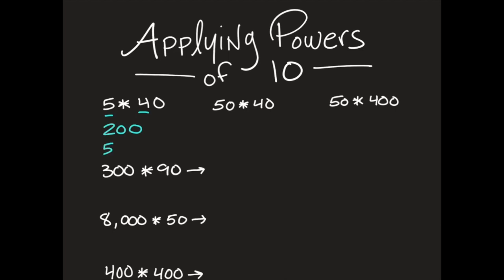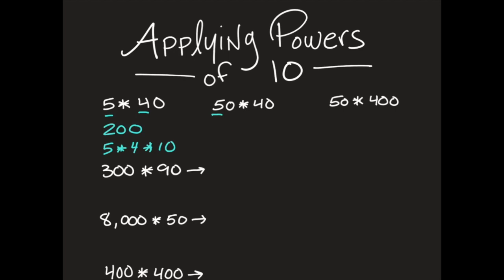So my answer is 200. That looks like 5 times 4 and then times 10. So my answer would be 200. And these are extended multiplication facts. So we know 5 times 4, but now we're extending them and adding on that extra 0. I'm also going to do the same thing for the next problem.